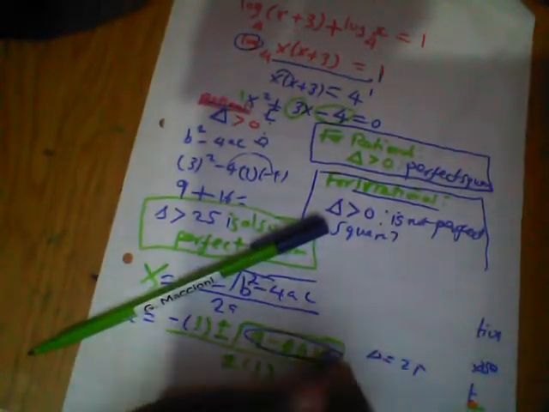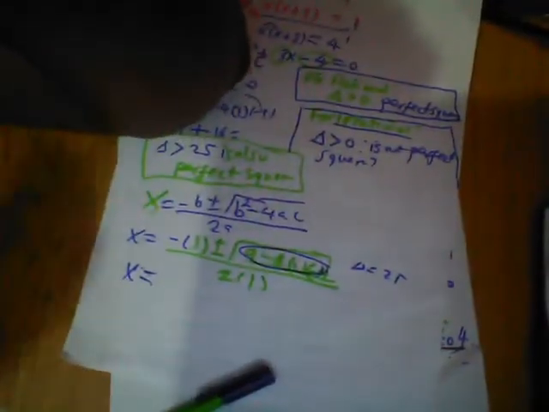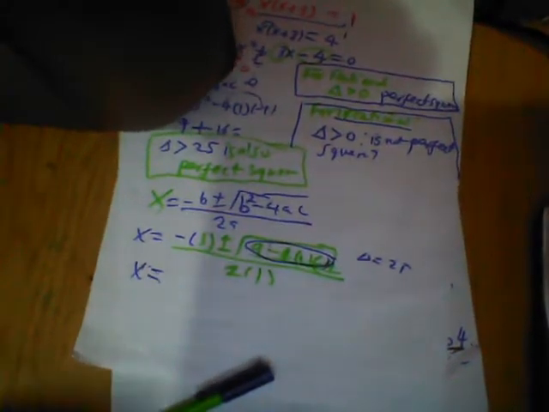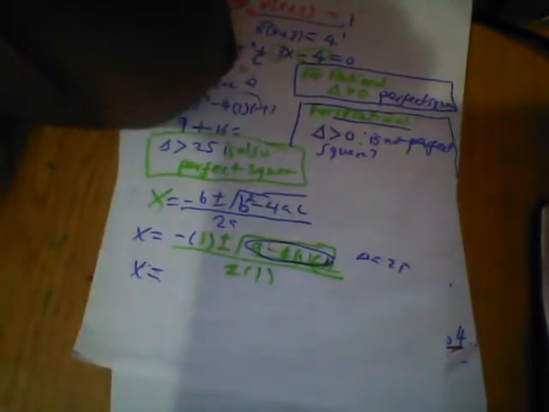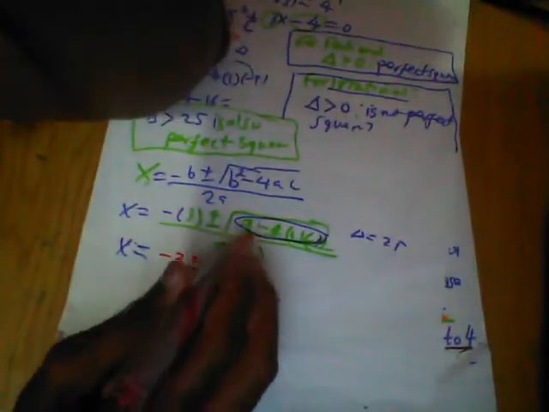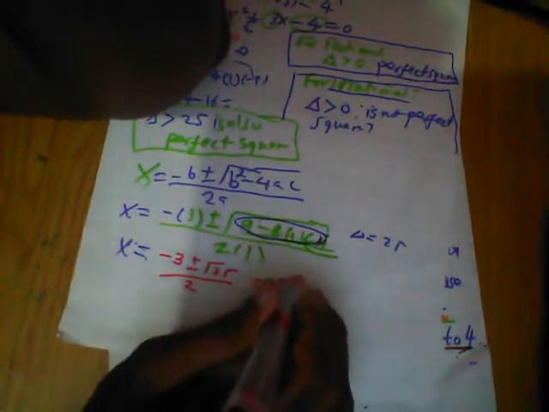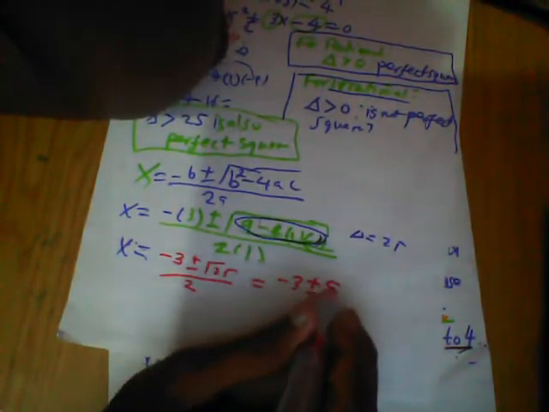So which is the discriminant? Put 25 there. And they want to see the roots. So x equals negative 3 plus or minus the square root of 25, over 2, which is negative 3 plus or minus the square root of 25, which equals 5, over 2.